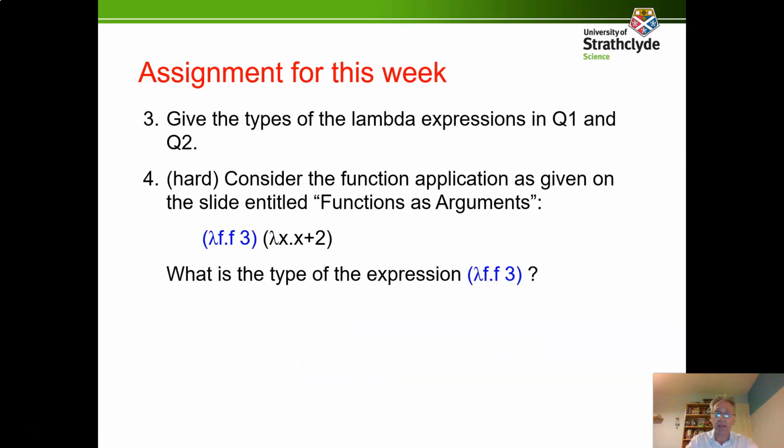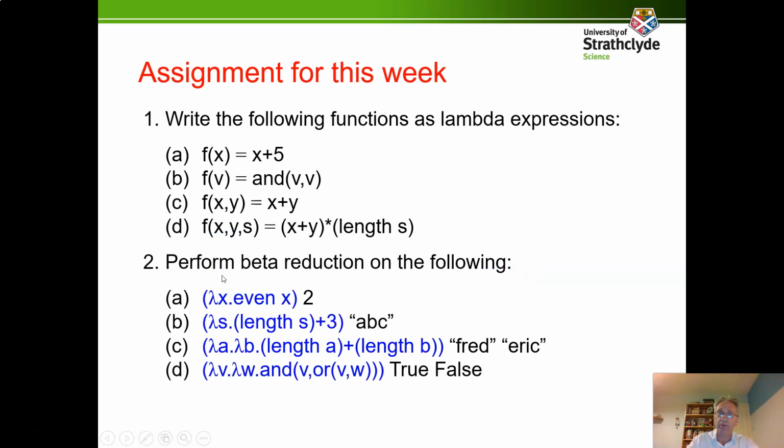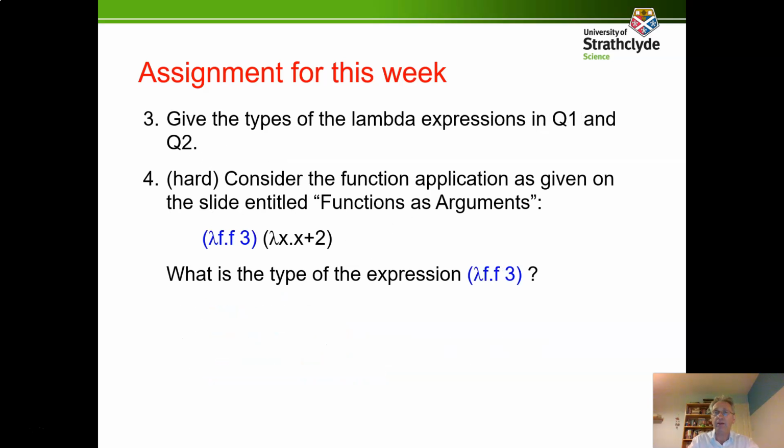Then what I'd like you to do is to think about the types of the lambda expressions. For each of these lambda expressions, the ones that you invented yourself and the ones in question 2, tell me what the type is. And then finally, rather a difficult question, I'd like you to try to work out for me what the type of this object is. The type of the expression lambda f, f of 3. So it's a function, so it takes in something and it produces something. So it's of type something to something. The question is, what are those 2 somethings? What is the type of its input and what will the type of its output be?